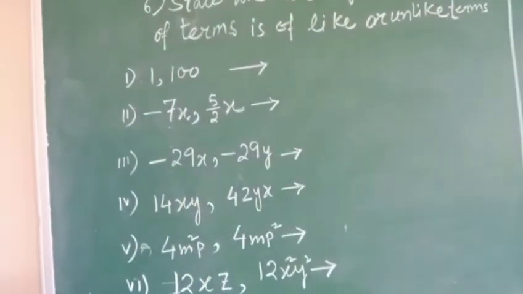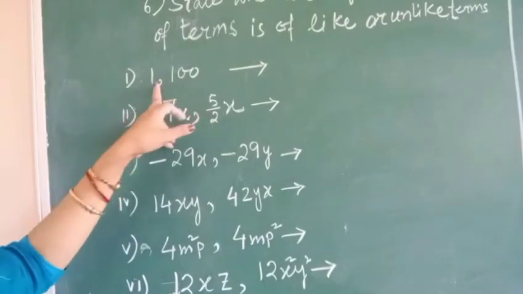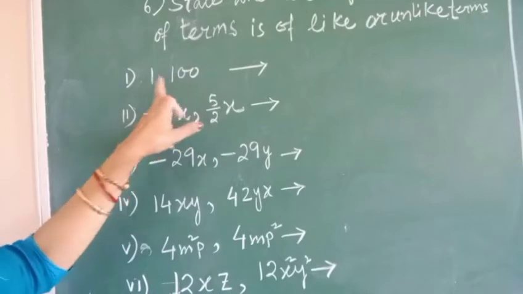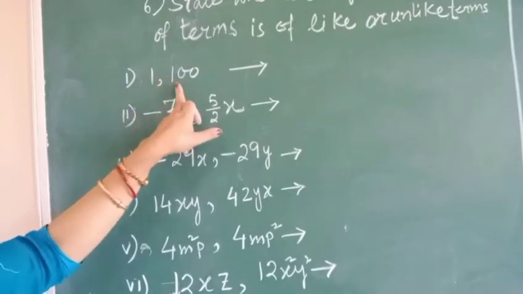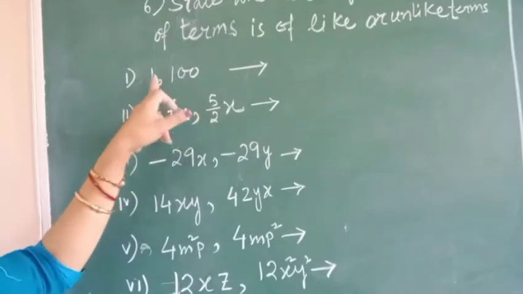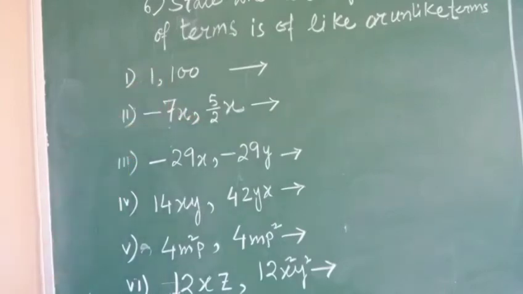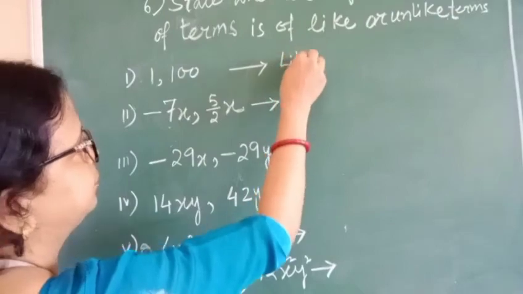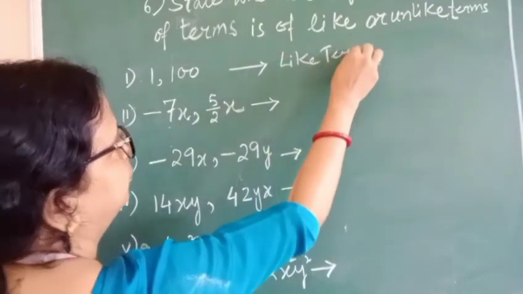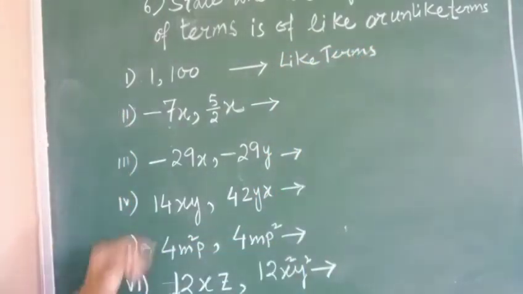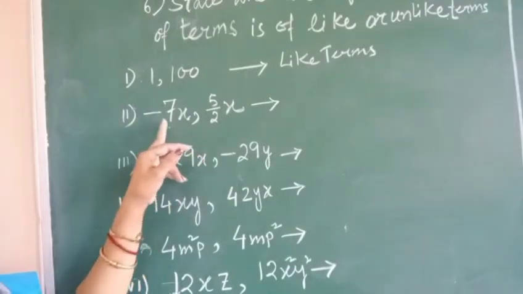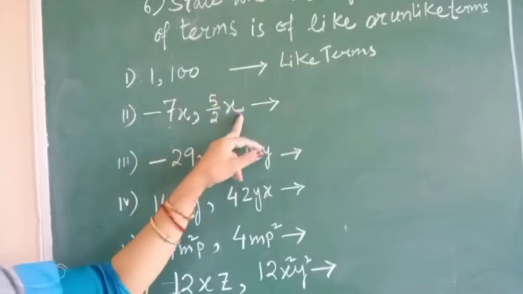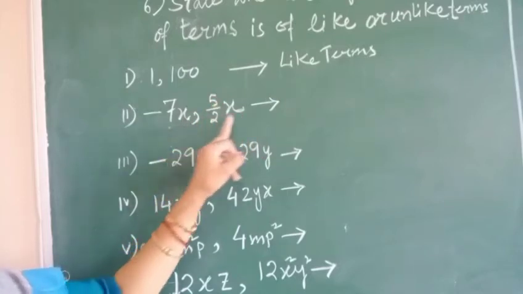And in the first question, there are no variables. These two are constant terms. So we can write that these are like terms. We can do any mathematical addition, subtraction with these two constant terms. So we can write it as like terms. Now come to the second question, minus 7x, comma 5 by 2x, both the terms containing variable x.